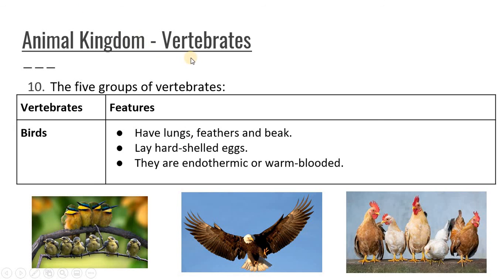And the last group of vertebrates are birds. What are the features of a bird? A bird has lungs, feathers, and a beak. You can look here, they have feathers, they have beak, and they lay hard-shelled eggs. They are considered endothermic or warm-blooded animals. Again, a reminder: only mammals and birds are considered warm-blooded animals, whereas reptiles, fish, and amphibians are considered cold-blooded animals.